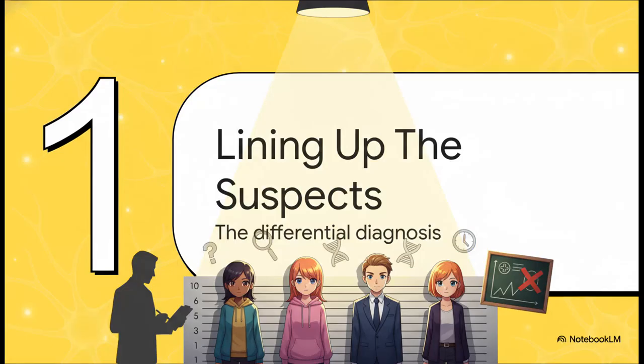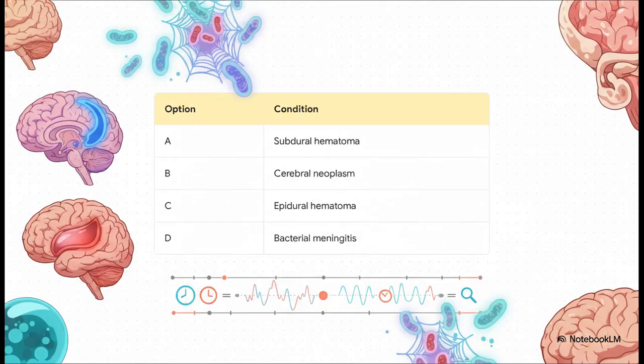Okay, so in medicine, whenever you have a list of potential causes, it's called a differential diagnosis. But for our purposes, let's just think of it as lining up the suspects. We have four main possibilities, and it's our job to use the evidence to figure out which one is the real culprit. And here's our lineup.